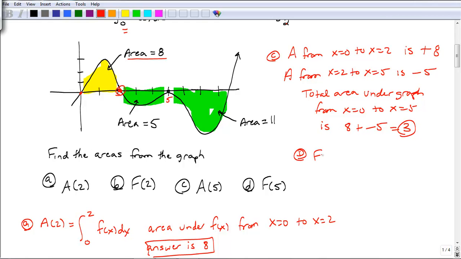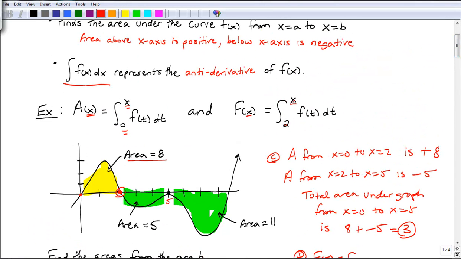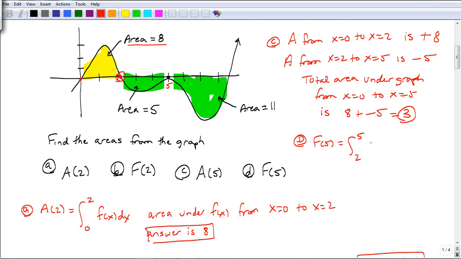Part D is F of 5. Well, that's the integral from 2 to x. Remember, F of x goes from 2 to x, but I'm replacing x with the number 5. So this is the integral from 2 to 5 of f of x dx. And if I look at the area from 2 to 5, the area is 5. But since it's below the x-axis, it's a negative 5. So the answer is negative 5 for part D.